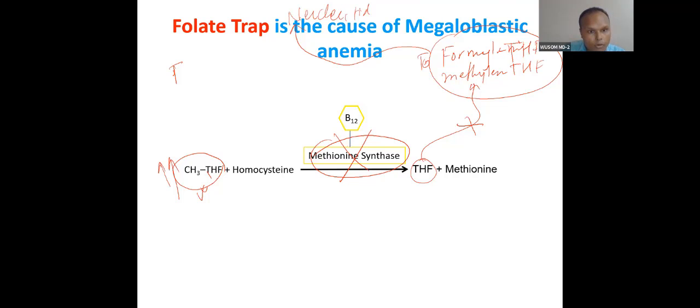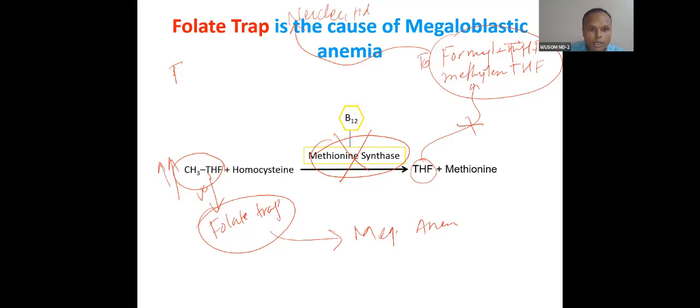So this is called folate trap. And if this is absent, this will be folate trap. And because of folate trap, megaloblastic anemia. Because of this, there will be high homocysteine. So this is why homocystinuria.